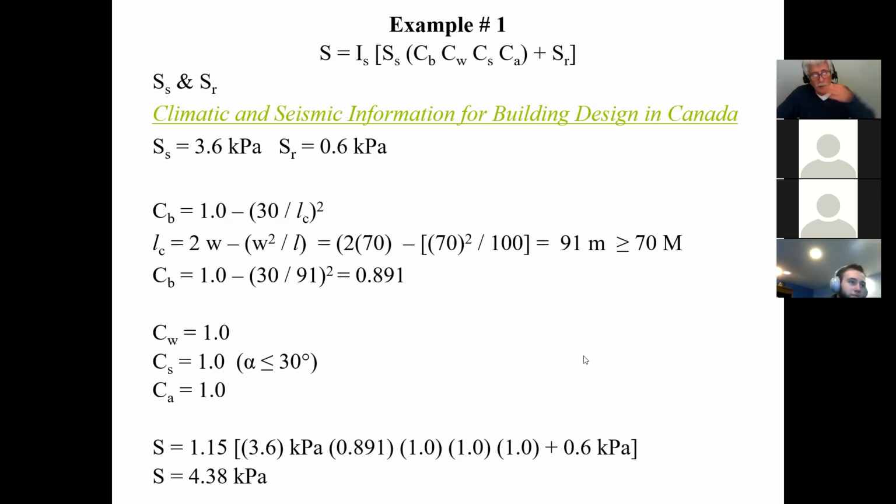Okay, so that was one example where we had a flat roof, and the importance factor was more than one. Since it was considered to be a very big roof, the CB value changed from 0.8 and became bigger. Now I'm going to have another example for you. Okay, so here's another example.